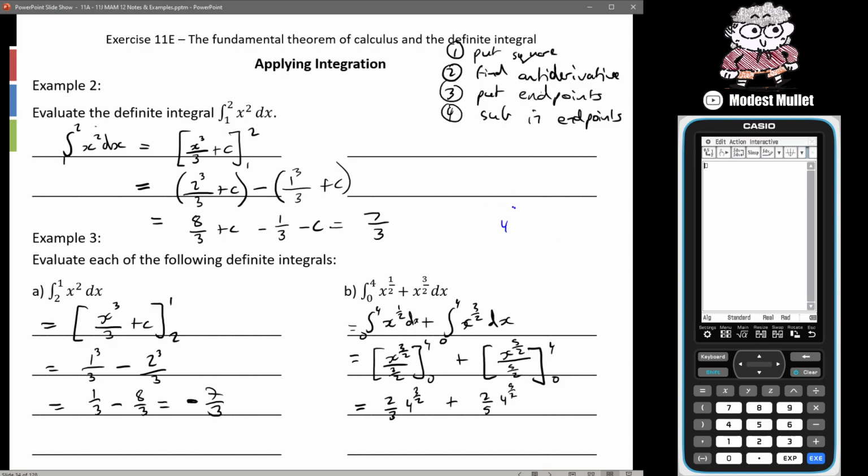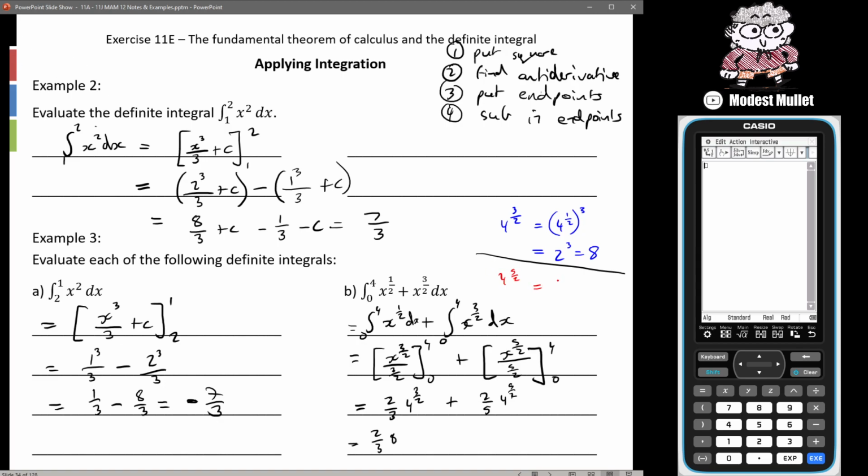Now, I'll put it over here at the right. How can we change this 4 to the 3 on 2? Using our index laws, we can write this as 4 to the half, to the 3. So 4 to the half is the square root of 4, which is just 2. Cubed is 8, so that gives me 2/3 by 8, and we can do the same for the 4 to the 5 on 2.